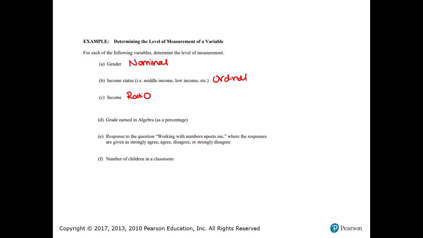Grade earned in algebra as a percent. So here's the difference. A percent is a number value. This is no longer A, B, C, D. So it is either ratio or interval. Does 0 mean 0? Yes. I cannot have any negative values here. It is a ratio.